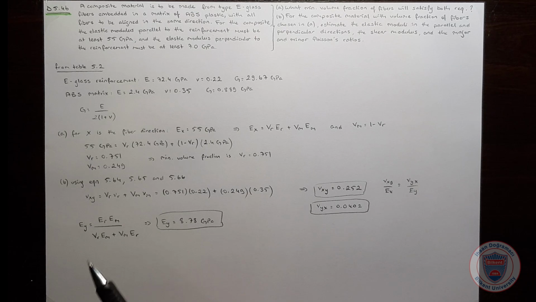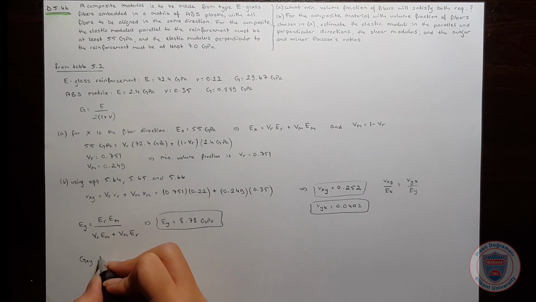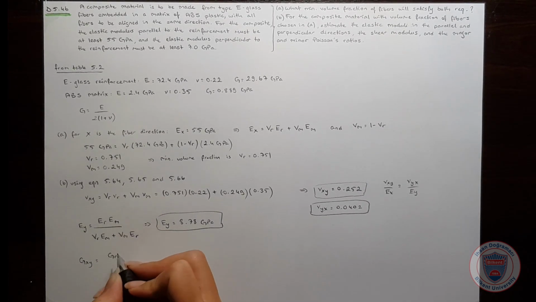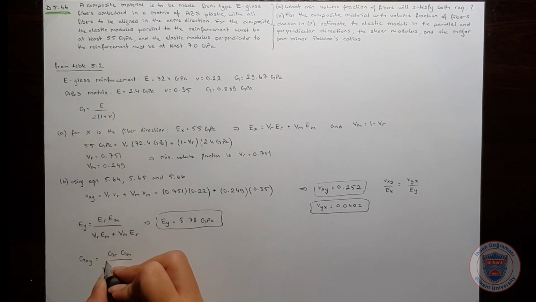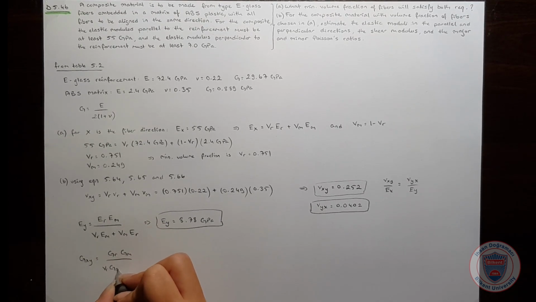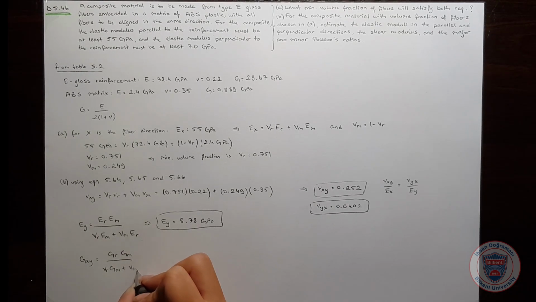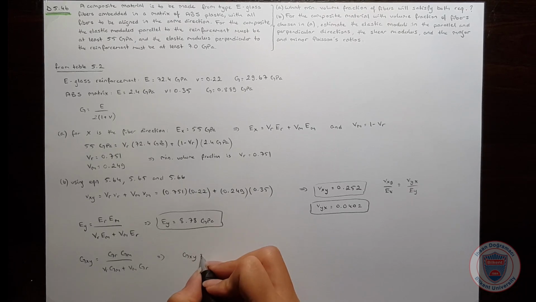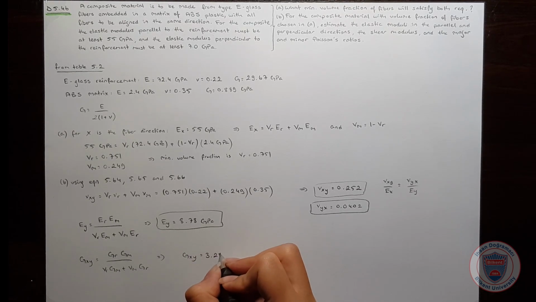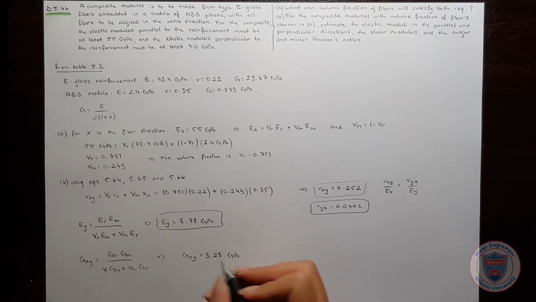Finally, we will compute the shear modulus. We know that Gxy is equal to GR times GM over the corresponding combination. This equation is very similar to the equation for Young's modulus. And again, when we compute, we got Gxy as 3.28 GPa. And we are done.